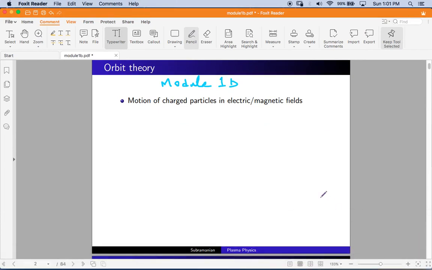Now we will start talking about what's generally called orbit theory. All of what we will be discussing in this part of the course is available in a file called module 1B. I'll put it up on the site soon. So what does this deal with? It deals with the motion of charged particles in electric and magnetic fields.